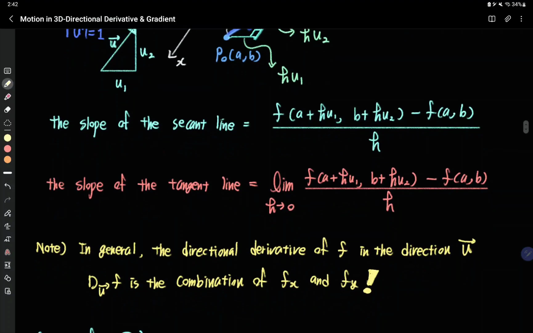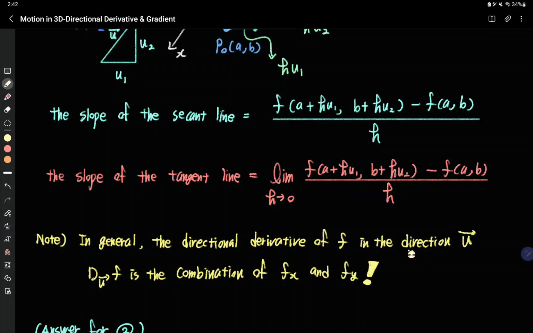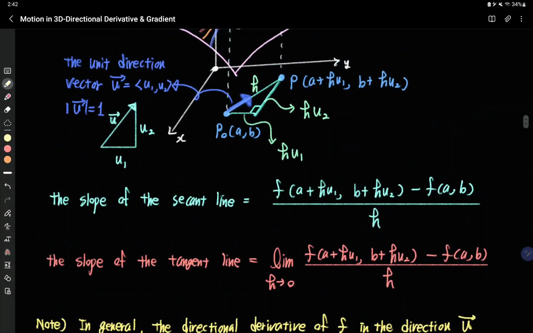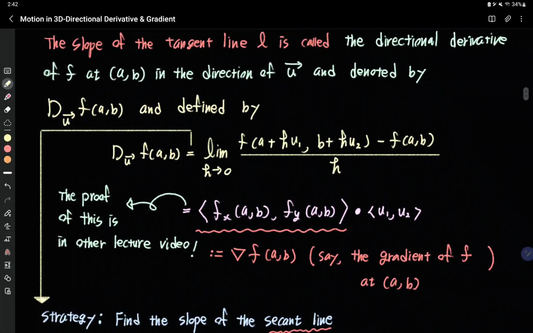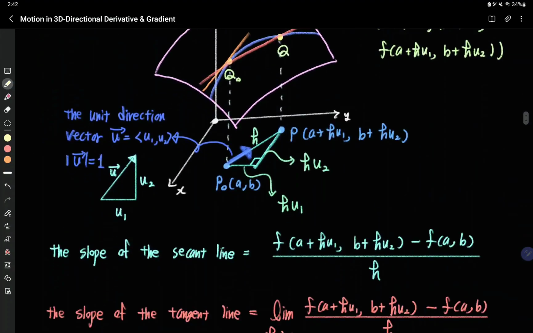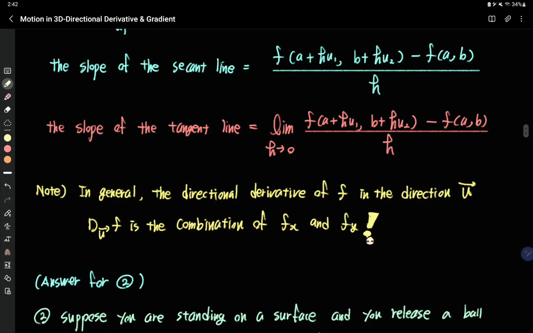In general, the directional derivative of f in the direction of vector u, D sub u of f, is the combination of f sub x and f sub y. Why? Because, as I told you in the theorem, the directional derivative can be obtained by the dot product of the gradient and vector u. That's why we can say that in general the directional derivative is a combination of the partial derivatives. So now we have finally found the answer to question one.